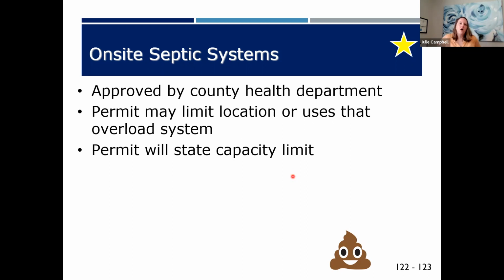So before you list the home, you need to get your hands on the septic permit to make sure that you're properly advertising the number of bedrooms. If the seller doesn't have the septic permit, we can contact that county's health department, have somebody come out, check it out, and issue a permit.